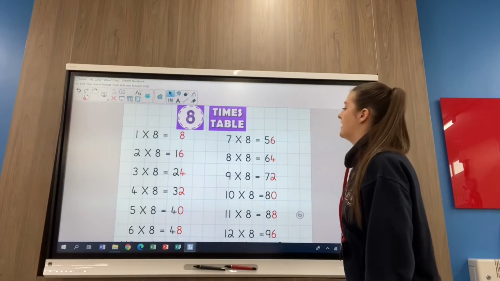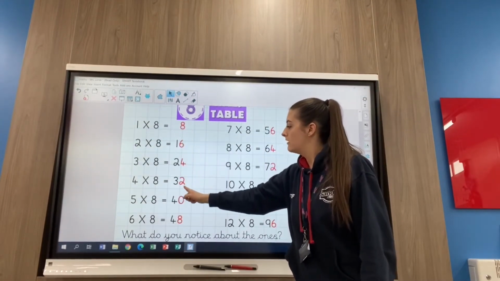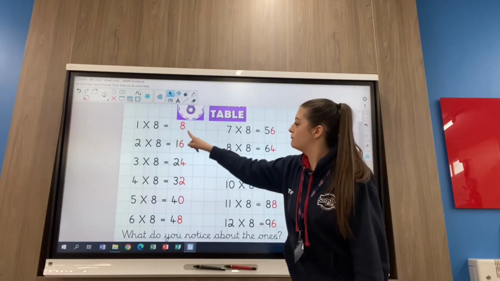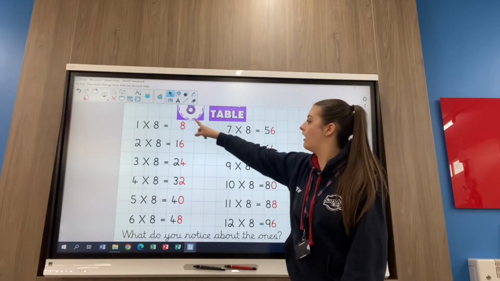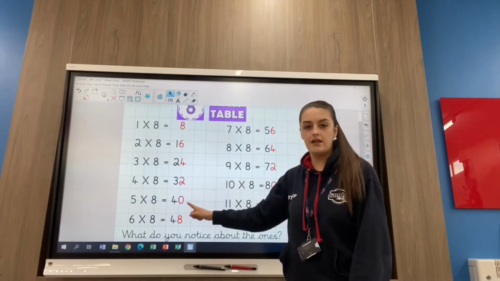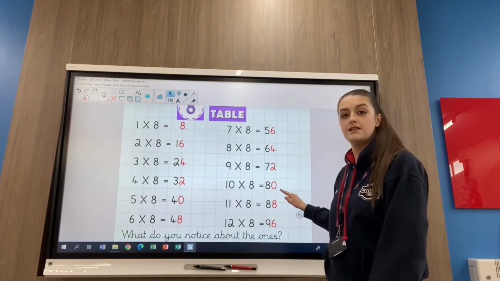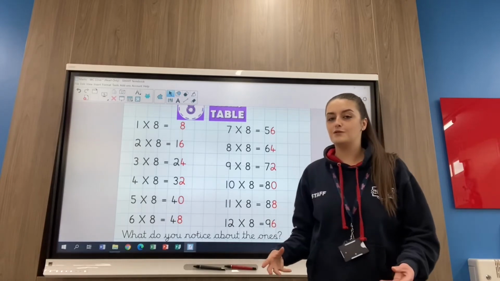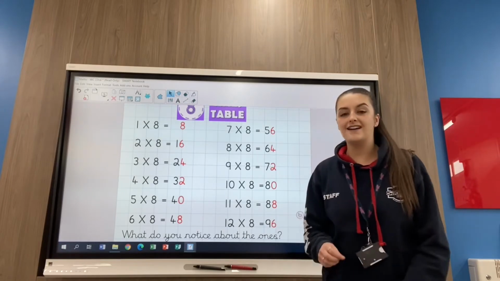Now if you have a look here, I have got all the ones in the multiples of 8 shaded in red. You can see they're in red. What do you notice about the ones? So look at the start, we've got 8, 6, 4, 2, 0, 8, 6, 4, 2, 0, 8, 6. What do you think the next one could be on 13 times 8? Okay, there's a bit of a pattern there, isn't there?